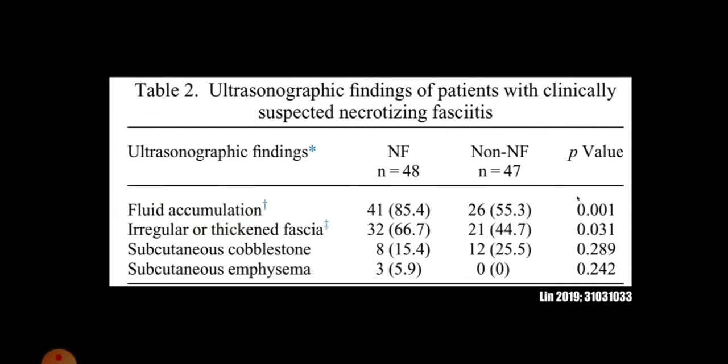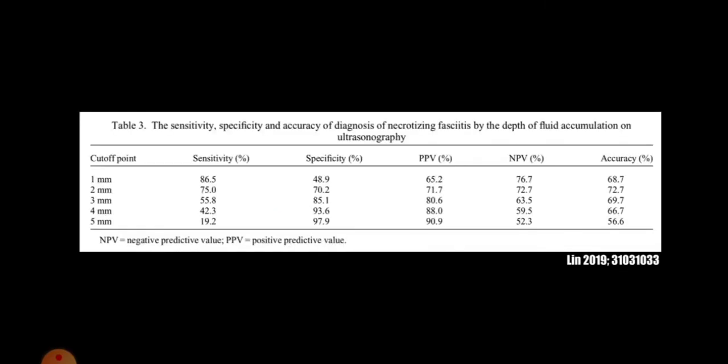Now, one thing that you can also do, and this is from that same study, is look at the thickness of that fluid collection. So that's that fluid collection that's just deep to that subcutaneous tissue. And notice as that thickness increased, the specificity and the positive predictive value all increase. So the thicker that you see that fluid stripe deep to the subcutaneous tissue, the more likely it is to be an NSTI rather than just plain old cellulitis.